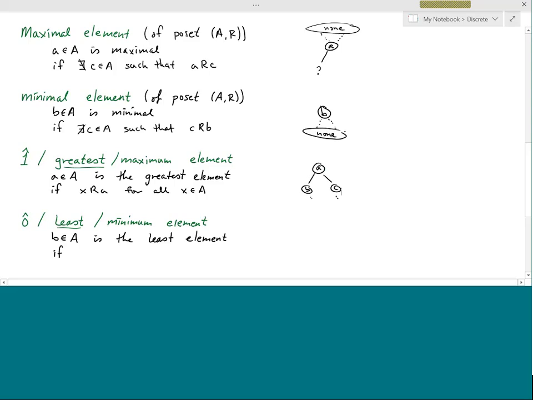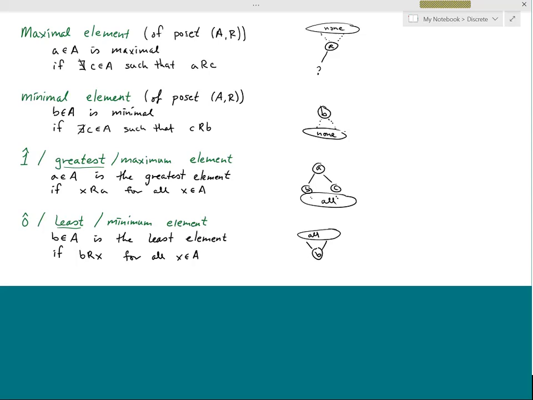Now, least element, you can define it in almost the exact same way. Your element B is the least element if B is related to X for all X in your set. So in this case, you've got your B, and from B, you can reach everybody else. Over here, all the other elements can be reached, but they're below A. Okay? So those are the key definitions in this section.